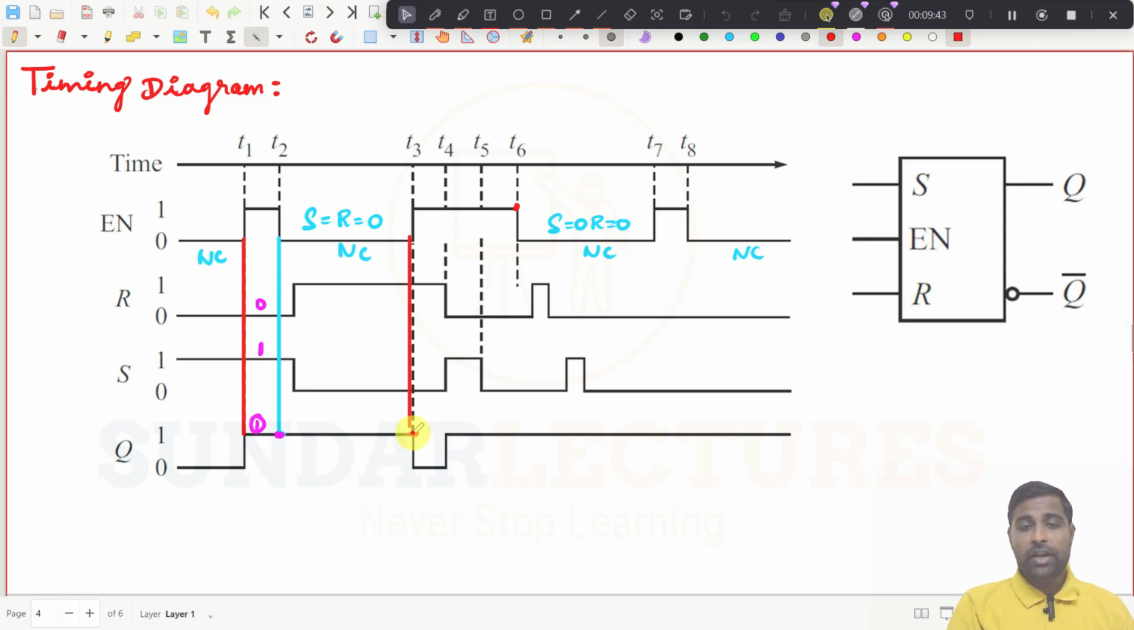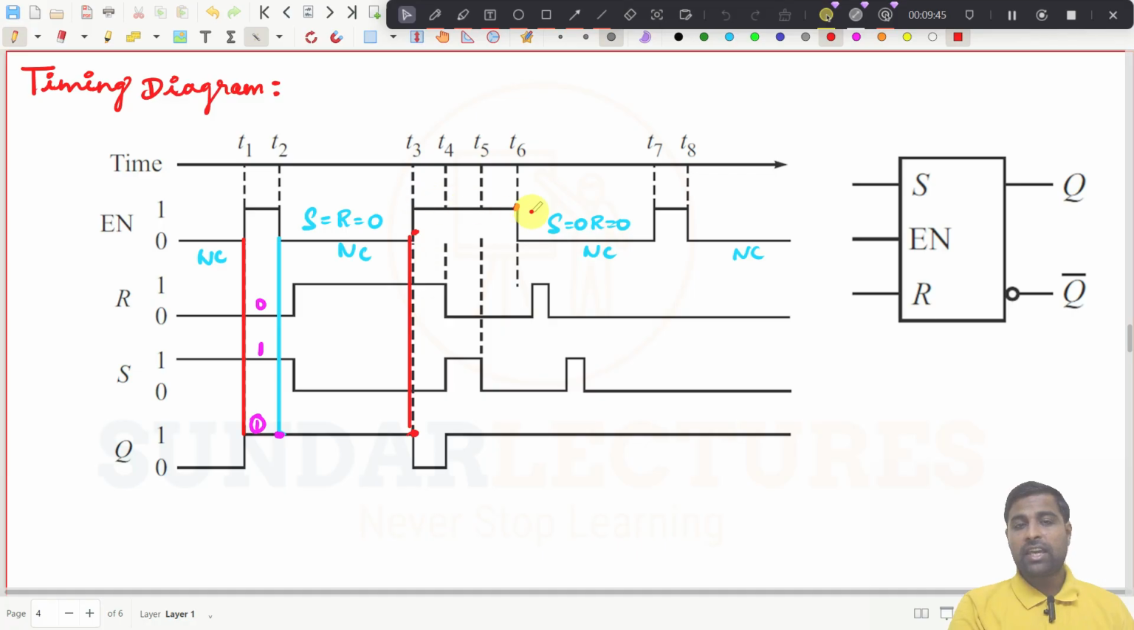So at this point, the enable becomes high. Once the enable is high, the SR latch will look at the S and R inputs. So what happens here? R is equal to 1 and S is equal to 0 at this point. What will the output be now? R is equal to 1, it is a reset condition. So whatever the output is, it has to become 0 now. It has become 0, right?